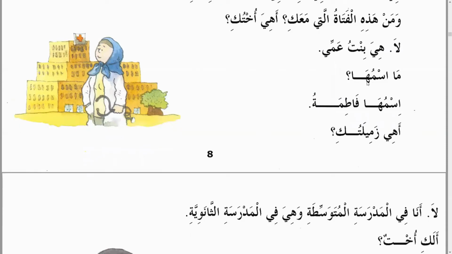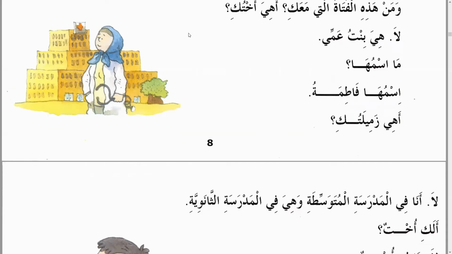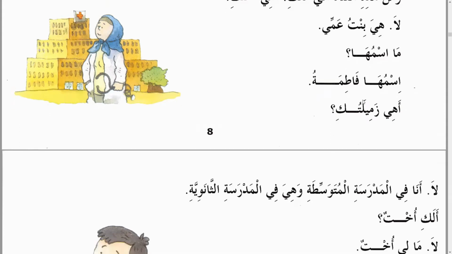Masmuha, what's her name? Ismuha. See, we are using ha. Ismuha Fatimatu. Her name is Fatima. Fatimatu. Right? And we mentioned last time that feminine names do not take tanween. Feminine names, okay? People get confused and think that all feminine common nouns also do not take tanween. No. Only feminine names, the proper nouns, okay? If it's tabibatun, it takes tanween. But the name doesn't take tanween. Fatimatu, Maryamu, Khadijatu, okay? Ismuha Fatimatu.